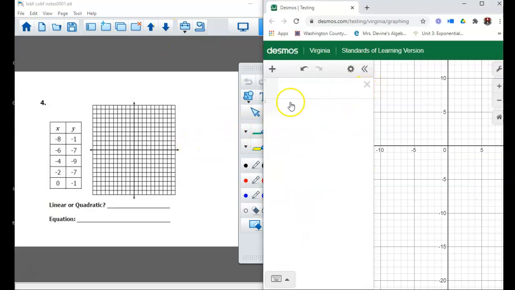All right, so one last example. On this one, same thing. If you want to pause right here and try it on your own, I'll give you a minute to do that.